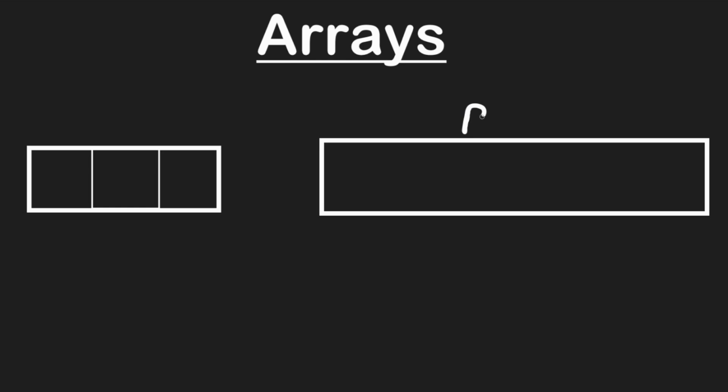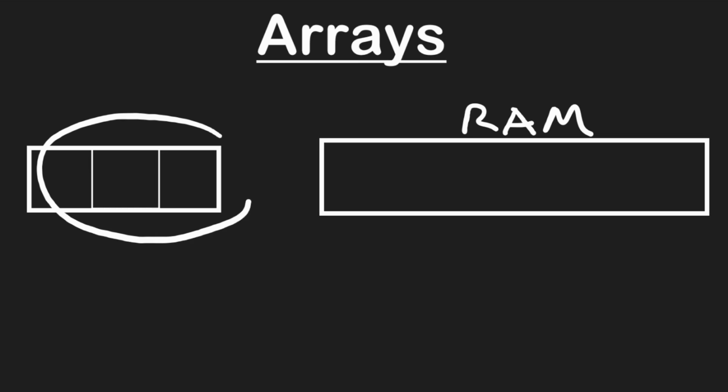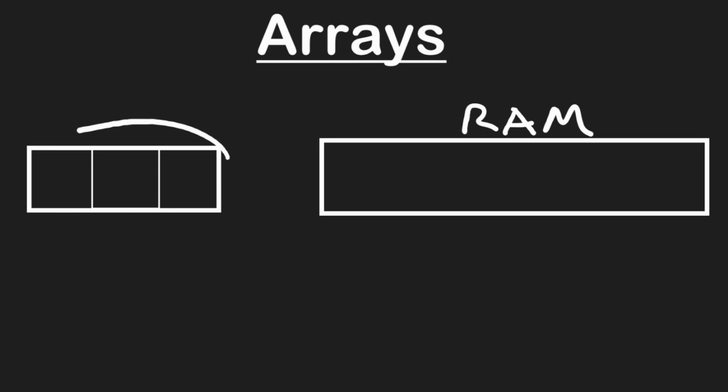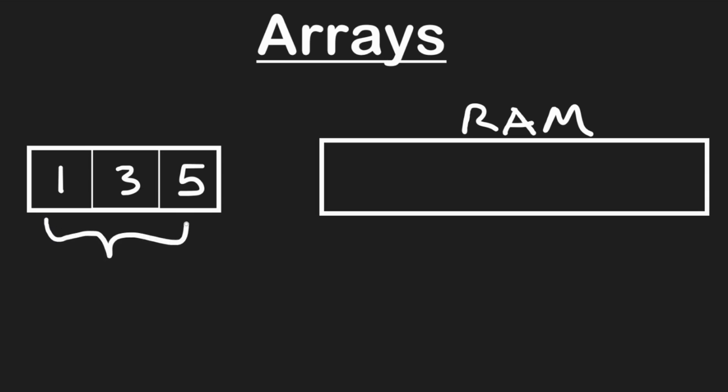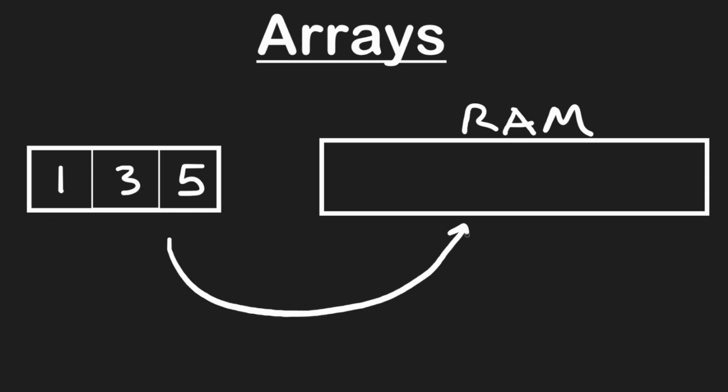So suppose that this is our RAM in this case, and RAM is basically where all of our variables are going to be stored. So as we write code and as we use array data structures, let's say that this over here is our array. Even though maybe we don't quite know what it is yet, we know that this is going to be stored in RAM. Let's say we have a 1, a 3, and a 5 in our array. So this is the information that we're trying to store. Now, how are we going to store it in RAM?